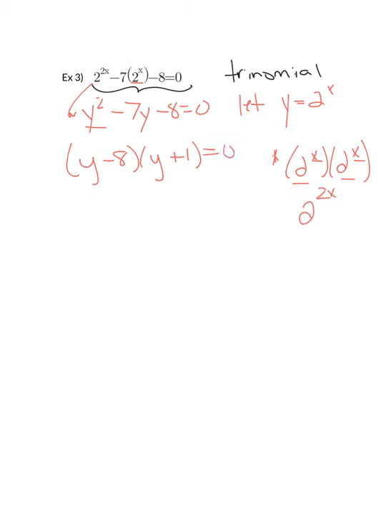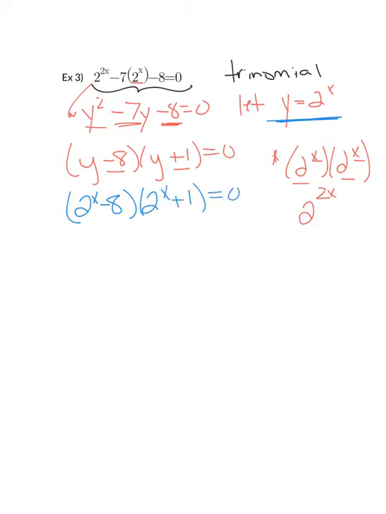Now, if that wasn't obvious to you, you had to find two numbers that multiply to 8 and add to negative 7, so a negative 8 and a plus 1. At this point, I'm going to replace my y back, so (2^x − 8)(2^x + 1).